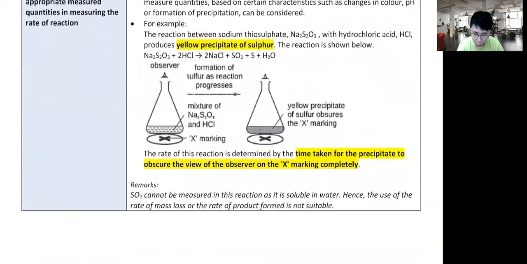So for here you see why SO2 is not used in your calculation, because SO2 cannot be measured because it is soluble in water. Because this gas is soluble in water, some part of the SO2 you never collect. It makes you have an inaccurate result. Then your rate of reaction is not accurate. So the best way is the mass of the sulfur and the time taken for the sulfur. Then you take your mass over time, you can find your rate of reaction.